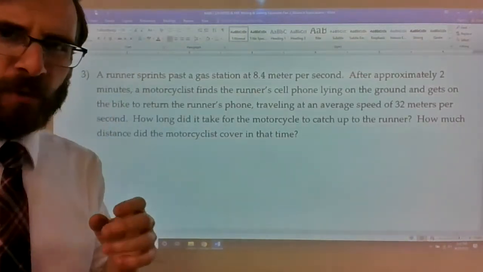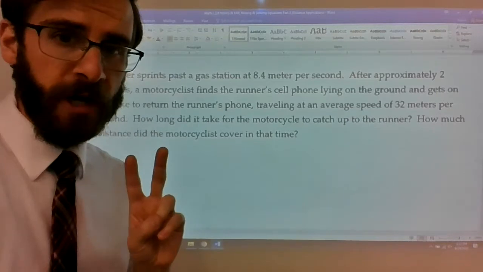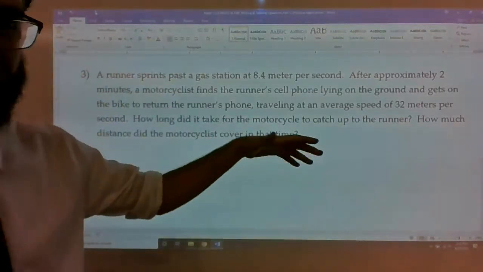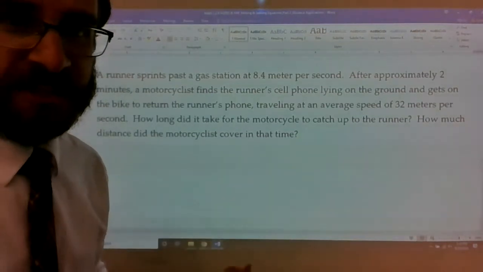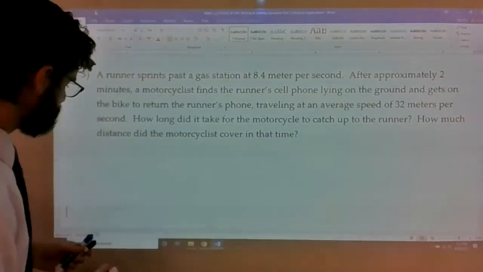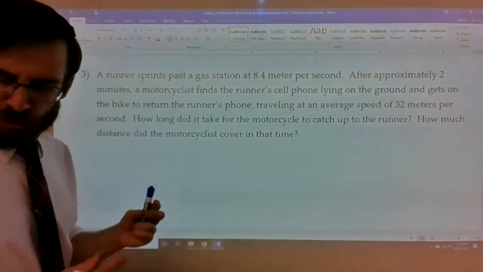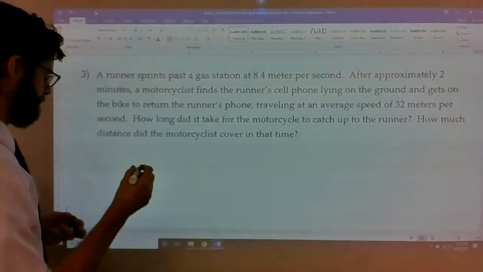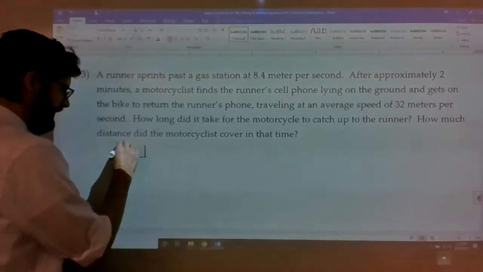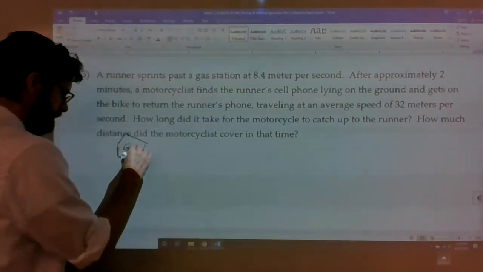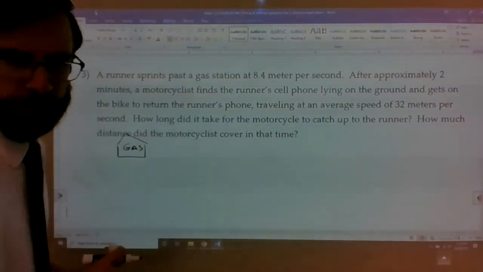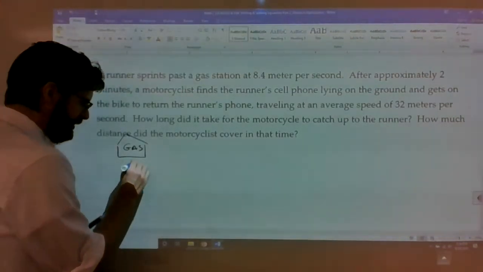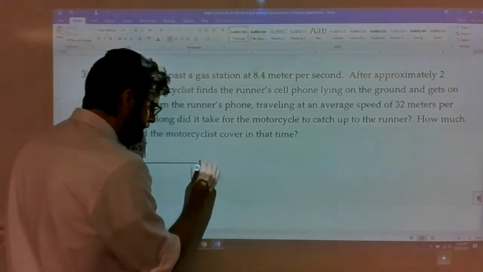So we're being asked to answer 2 questions here. How much time did it take for the catch-up to occur? And then how much distance was covered in that time? So we have 2 distances here. So here's our gas station. Let's say the runner's in blue. Okay? The runner passes the gas station and continues running.